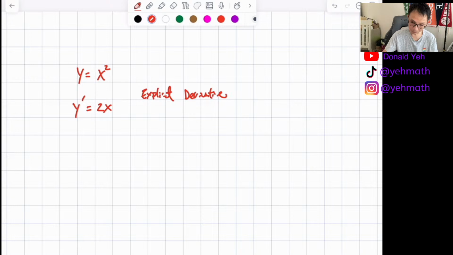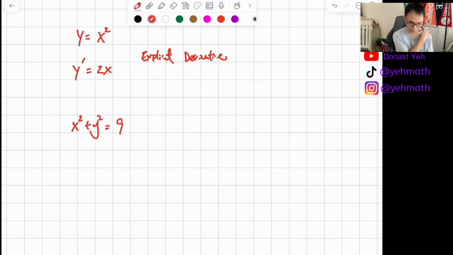I could have x squared plus y squared equal to 9. It does not have y equal to. You can, however, solve for y. You can move the x squared to the other side and then square root both sides to get y equal to, but that's not the goal. So today we're going to learn something called implicit. When do we use implicit? That's probably the hardest thing for students, knowing when to take implicit derivatives.